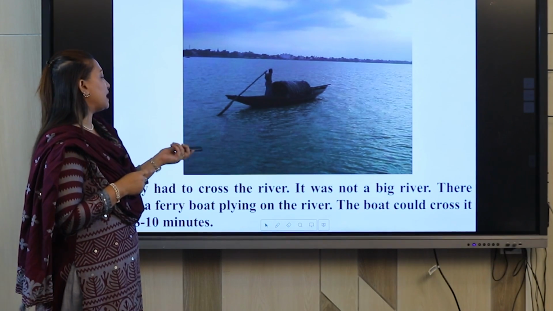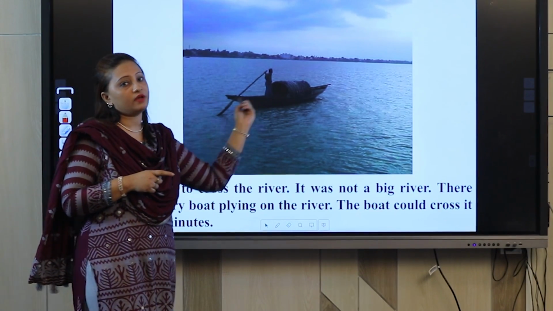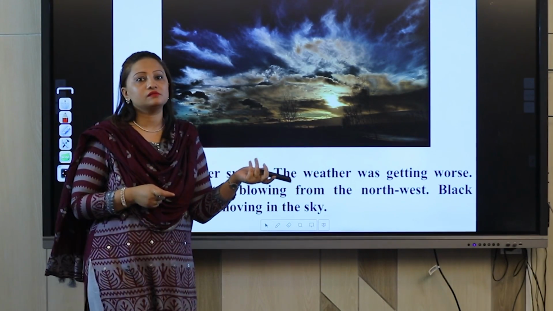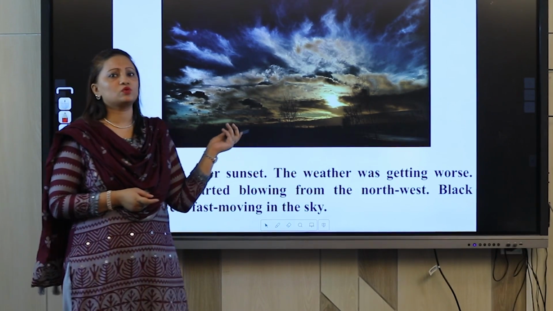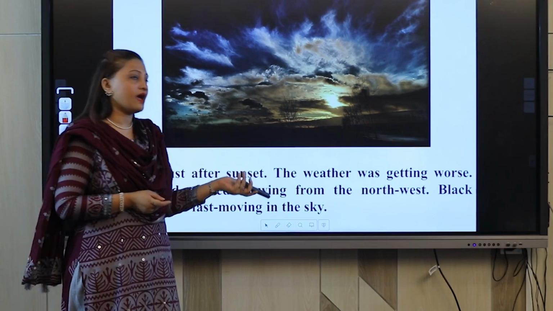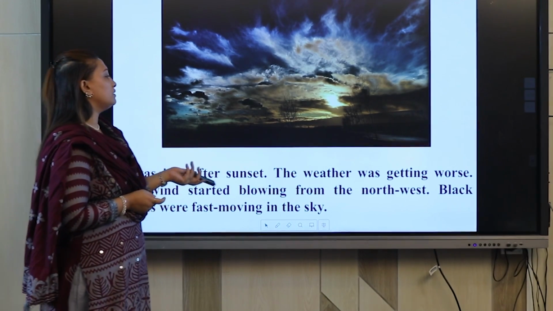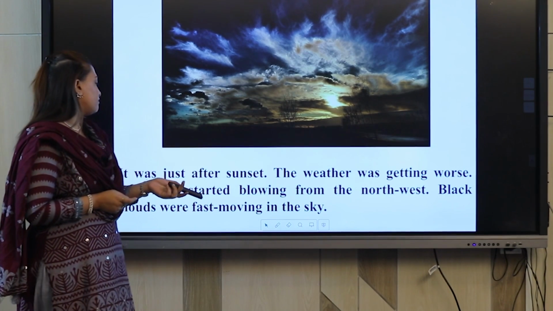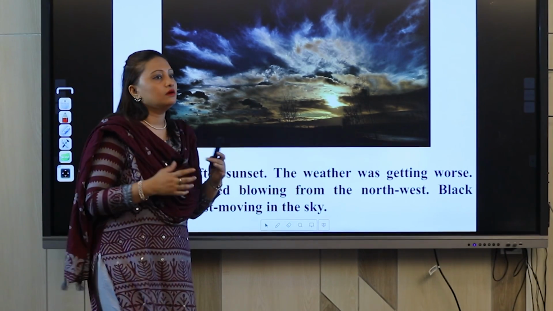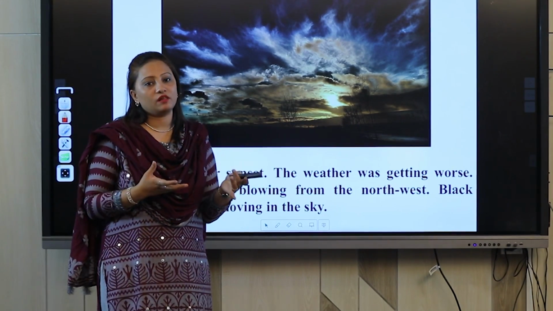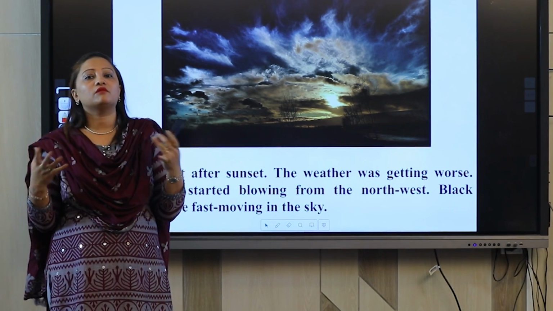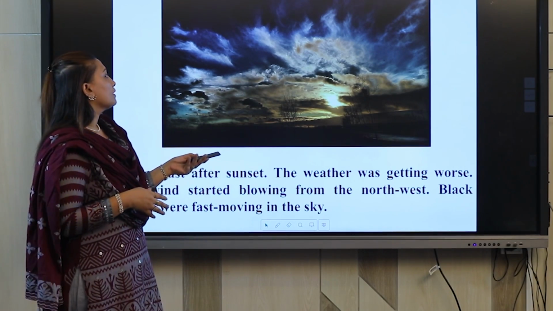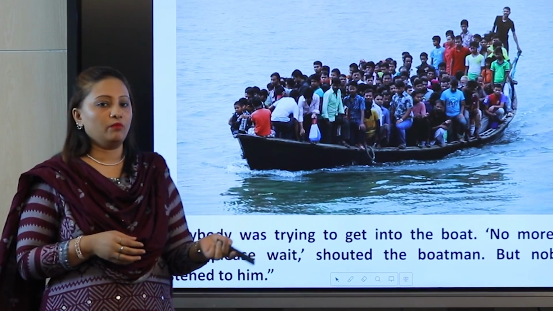So there was a ferry boat plying on the river. So here is the ferry boat and the boat was plying. And what we can see nowadays in summer is that types of clouds happen over our sky. It was just after sunset, the weather was getting worse. The wind started blowing from the northwest. Black clouds were fast moving in the sky. So whenever it is daytime, at 12 or 1, the surroundings become dark or stormy because of the clouds. Okay, this is the real picture of the ferry boat in a village.